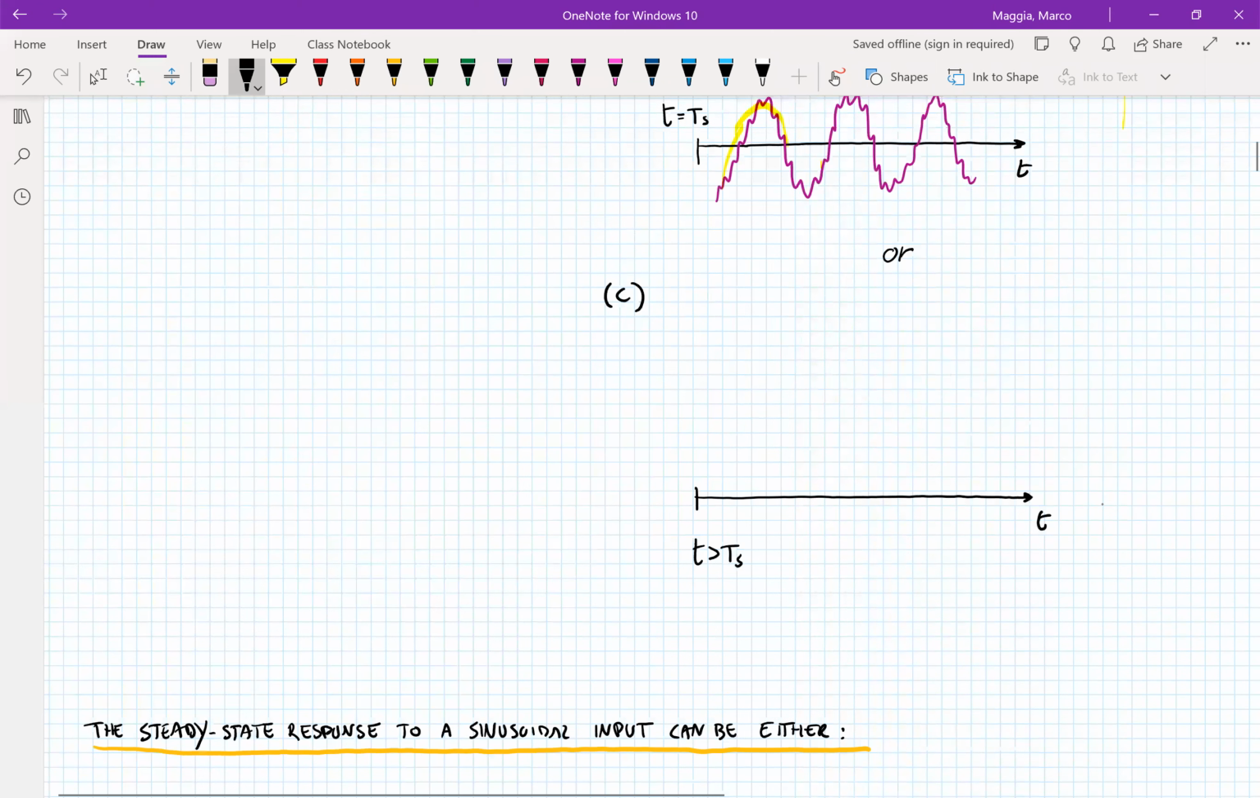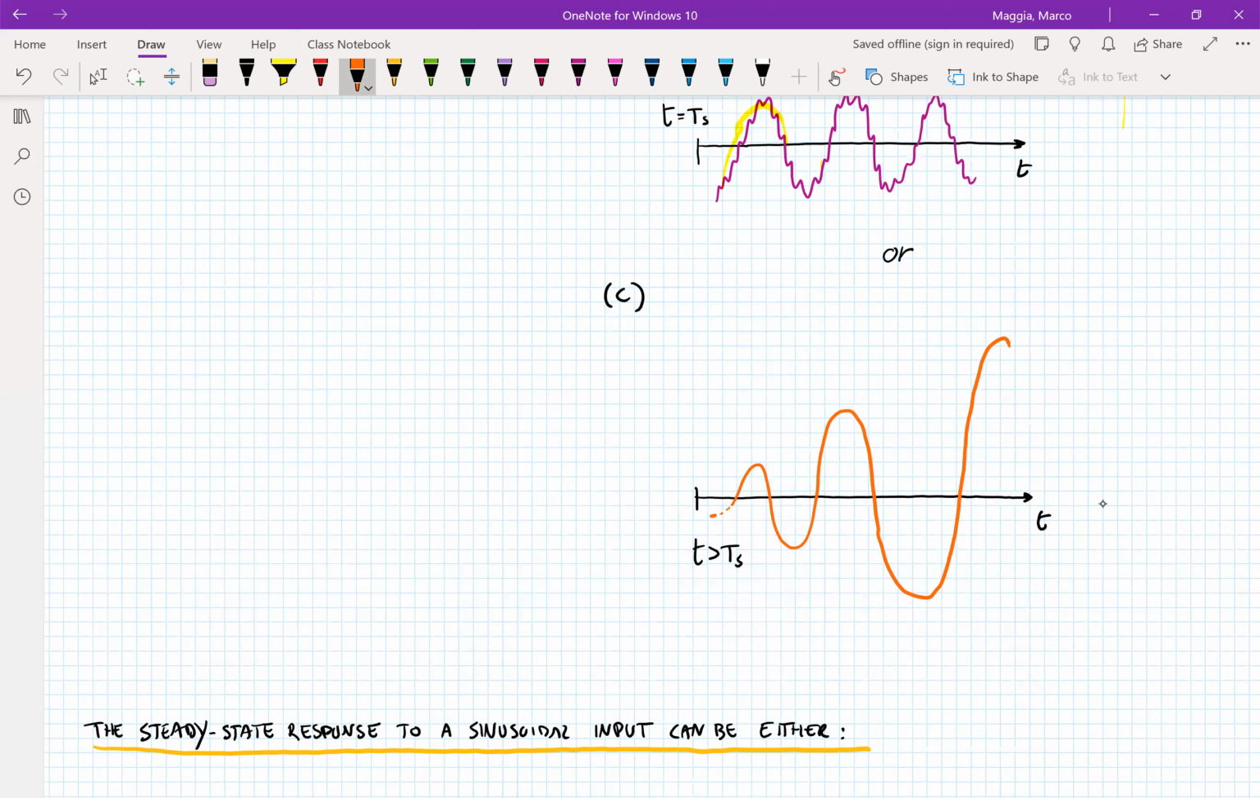Now we can also have another type of output, and that is when both the input and the transfer function describing the system share the same poles. So when that happens, and you already know this, unfortunately, the output just blows to infinity.